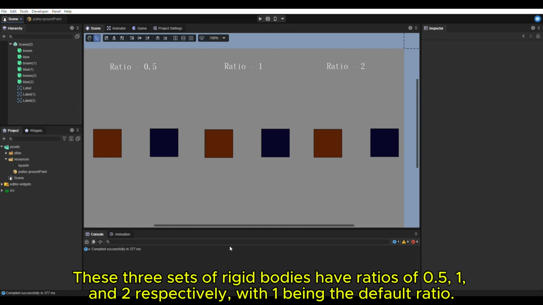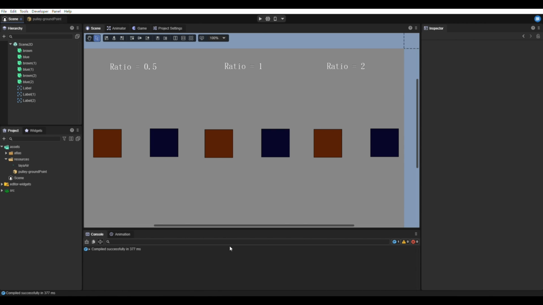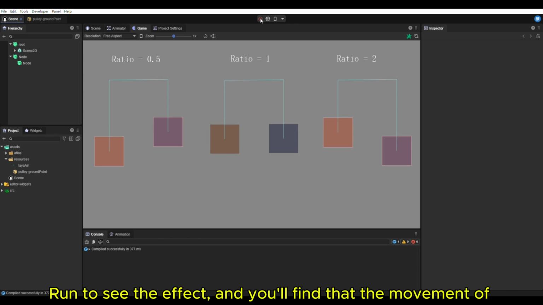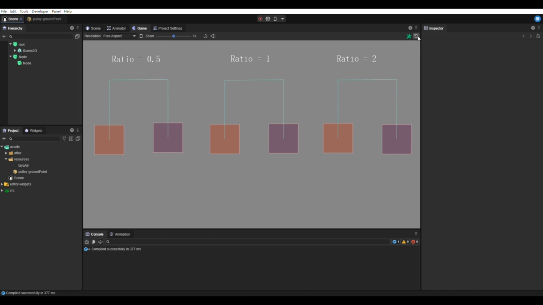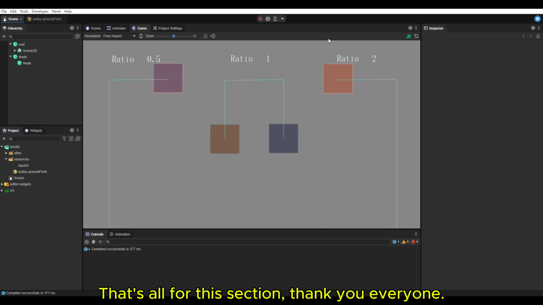These three sets of rigid bodies have ratios of 0.5, 1, and 2 respectively, with 1 being the default ratio. Run to see the effect, and you'll find that the movement of the rigid bodies conforms to the properties just described. That's all for this section. Thank you everyone.